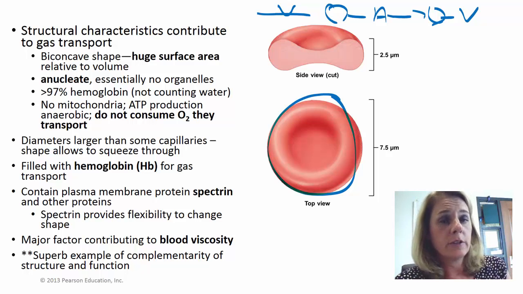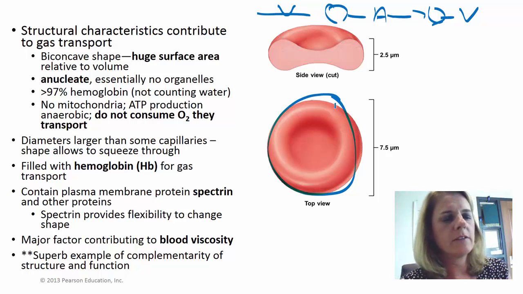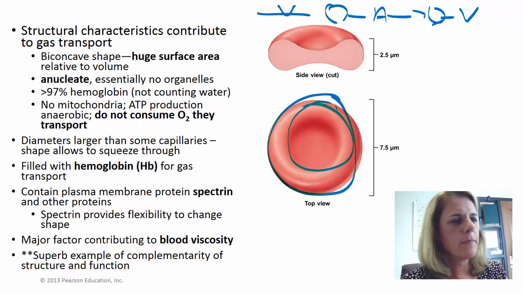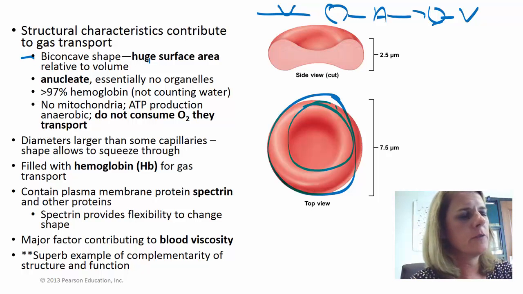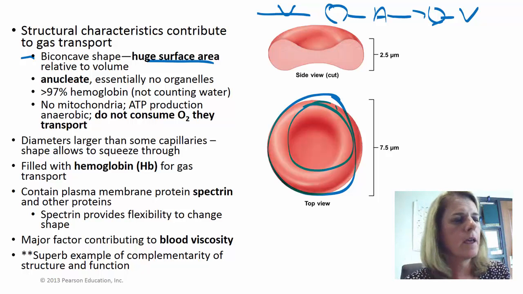But these capillaries are really small. They're like the diameter of one cell. And so by having this particular shape, they can bend and twist and go through these capillaries. This biconcave shape also gives them a very large surface area relative to volume, which means they can hold more than they could if they were in the round, perfectly globular shape.